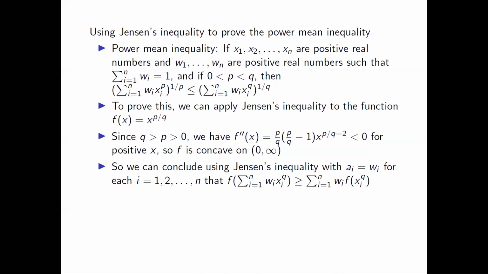So we can use the definition of f here. And when we use the definition, that gives us that the sum from i equals 1 to n of wi times xi to the q, raised to the p over q power. This is because f of x equals x to the p over q. That's going to be greater than or equal to the sum from i equals 1 to n of wi times xi to the p. And that's because f of xi to the q equals xi to the p.